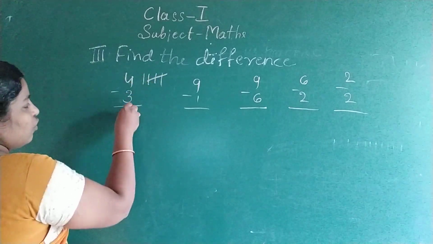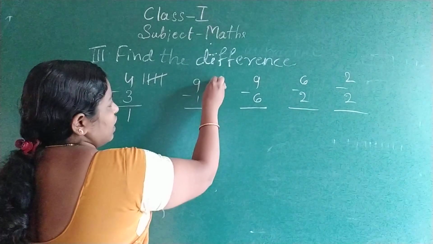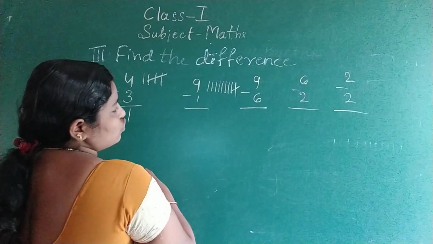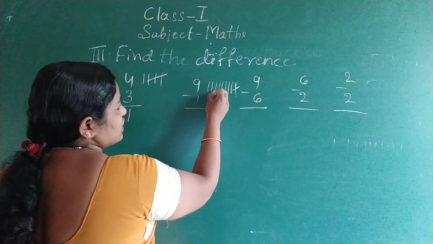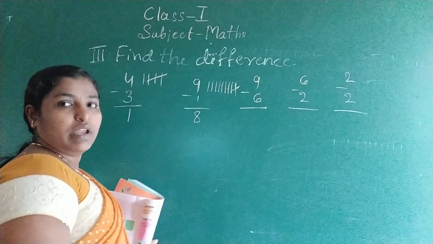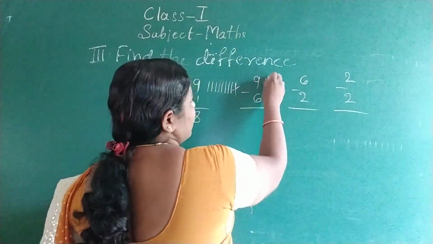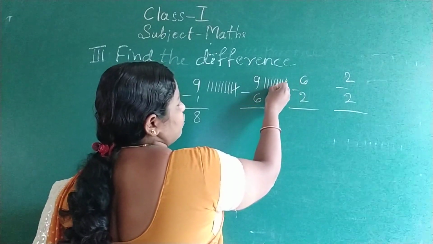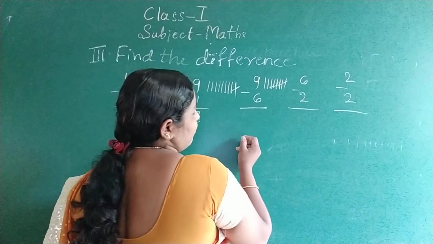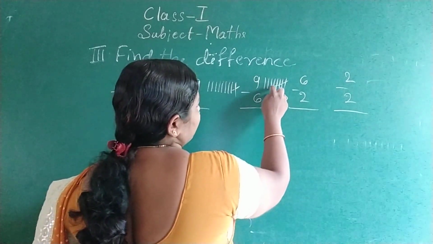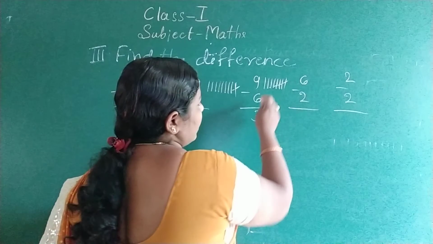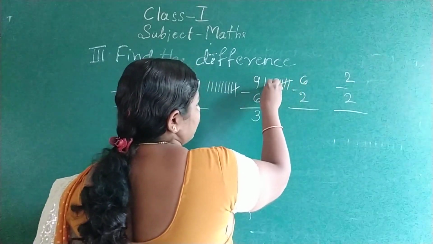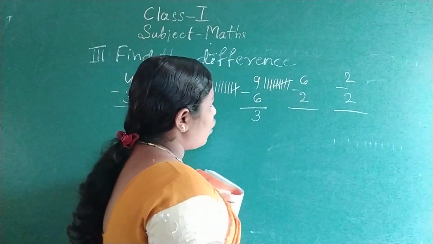How many are remaining? Only 1. 9 minus 1. 1, 2, 3, 4, 5, 6, 7, 8, 9. So only 1 line you should cross. 1, 2, 3, 4, 5, 6, 7, 8. 8 are remaining. Next, 9 minus 6. 1, 2, 3, 4, 5, 6, 7, 8, 9, minus 6: 1, 2, 3, 4, 5, 6. How many are left? 3. So how many left? 3.